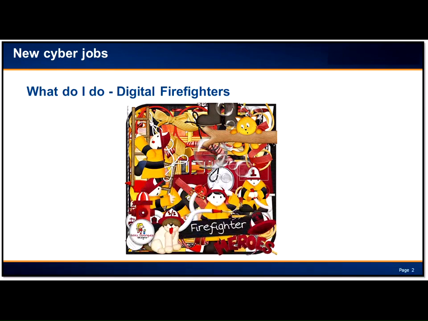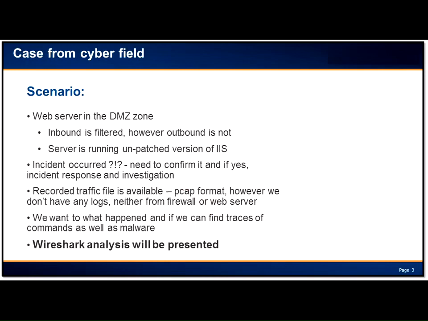So what we have here is a PCAP file. The PCAP file is from a web server in the DMZ, where the inbound traffic is filtered, outbound is not. Classical scenario, probably a few years ago. Then we need to confirm if an incident really happened, what happened, and we have a PCAP file available for that event. And then, can we trace any malware in it?